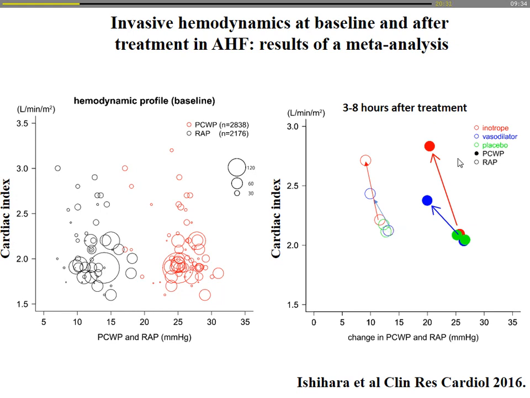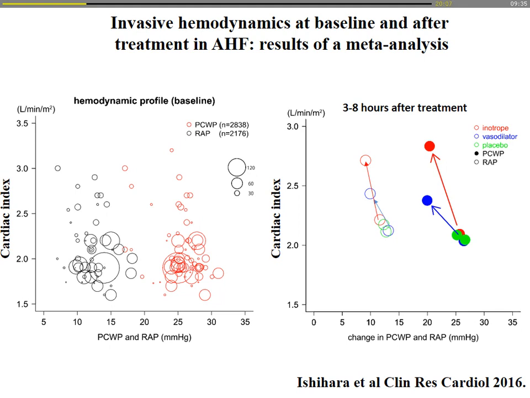We compared inotropes in red and vasodilators in blue. You can see that for both wedge pressure and right atrial pressure, the decrease is really similar between vasodilators and inotropes. Both improve decongestion in the same way, and there is no reason why we should give an inotrope to decongest.